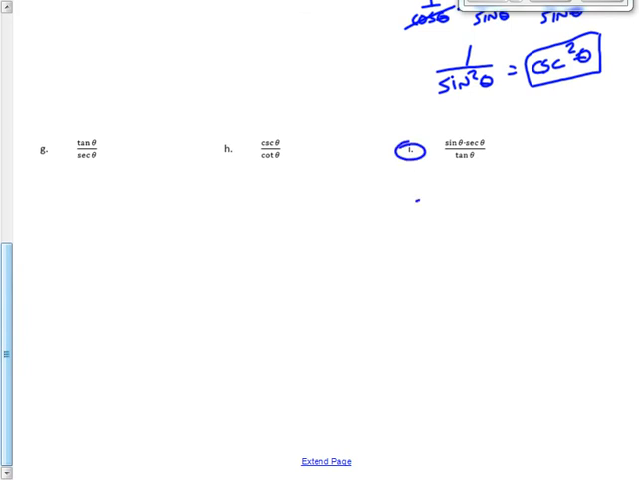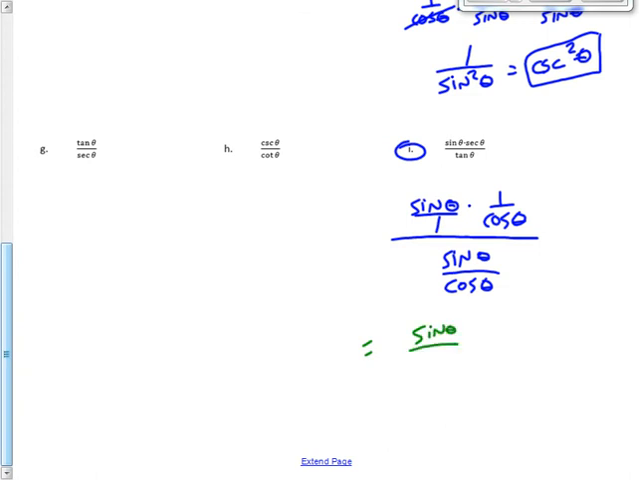So I've got sine theta, and then that's times secant theta. Secant is 1 over cosine. And then that's all divided by tangent, which is sine over cosine. If I write it this way, it looks like a big jumbled mess, but on top, I can multiply these two things together and get sine theta over cosine theta. And then I'm just going to write that divided by sine theta over cosine theta.